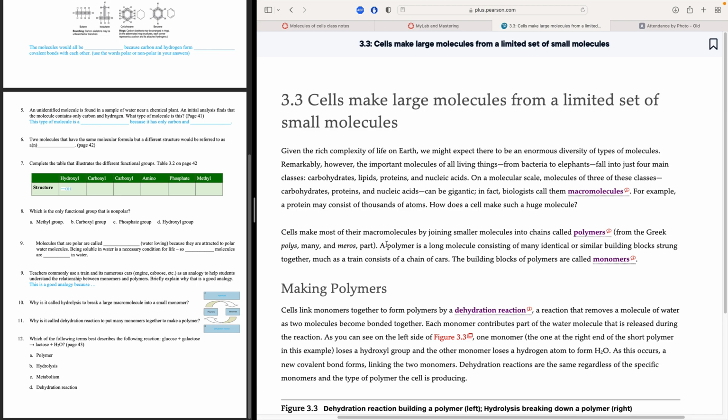So here we are. This is a good analogy because large molecules are called polymers, and they're made out of individual building blocks called monomers. And the words are right here on page 3 of chapter 3. So there are some more words for you to highlight.